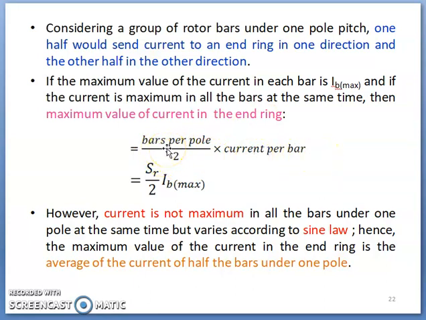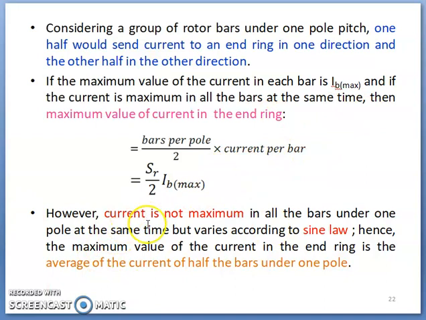Say, in case of a squirrel cage induction motor, the number of slots is equal to the number of bars which are put in slots; they are the same. Hence, bars per pole is taken as the number of stator slots SR divided by 2P, into current per bar IB max.